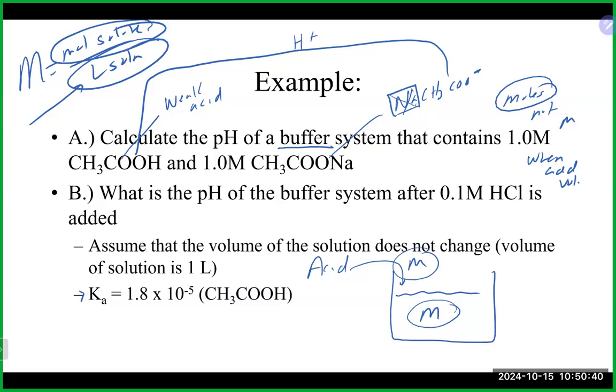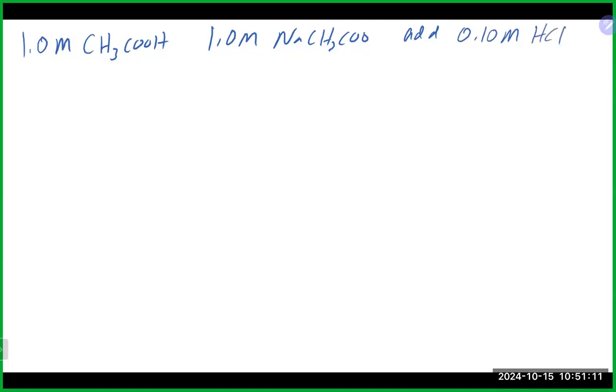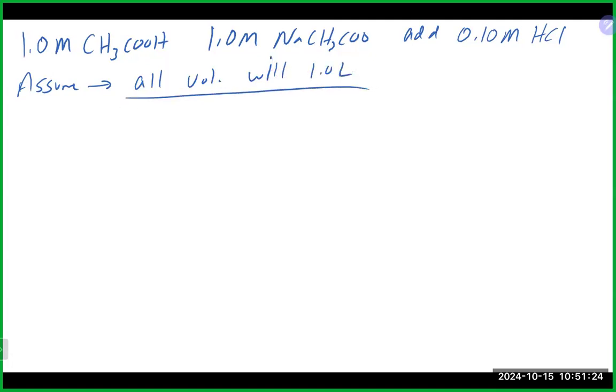You don't always do that. In most cases, you have to take into account the volume of the buffer and also the volume of what you're adding. So in this case, we're going to have our 1 molar acetic acid, our 1 molar sodium acetate, and to that we're going to add 0.1 molar HCl. We're just going to assume, once again, in this problem, not always the case for sure, that all volumes will stay at 1 liter. So we're just going to keep the volumes constant.